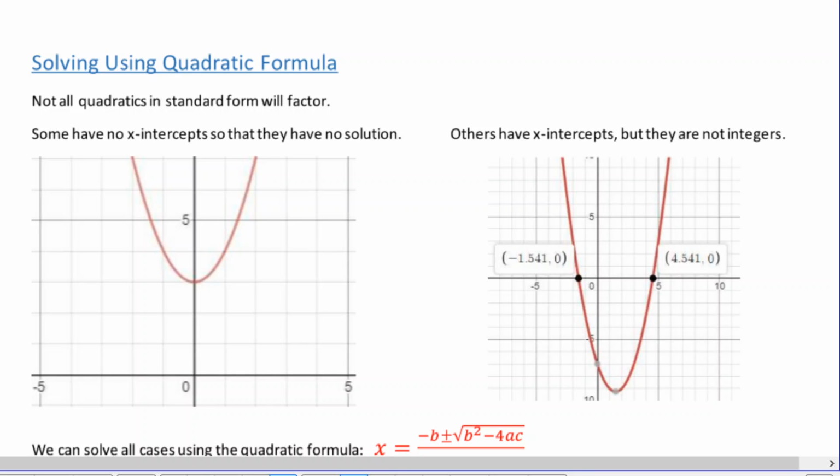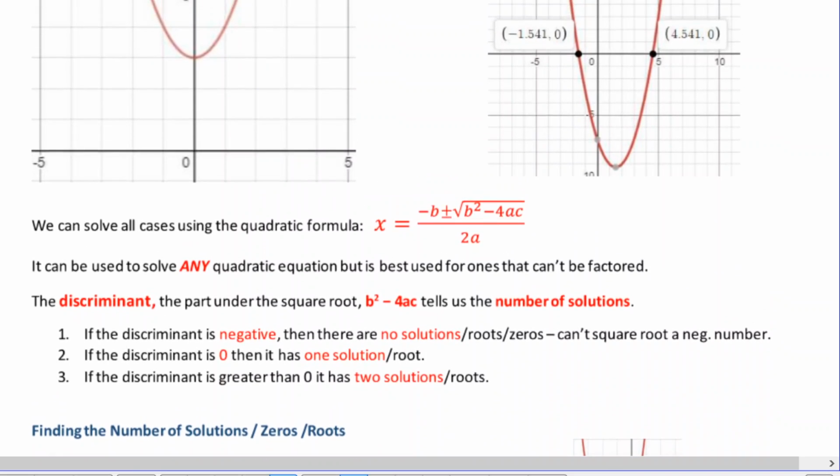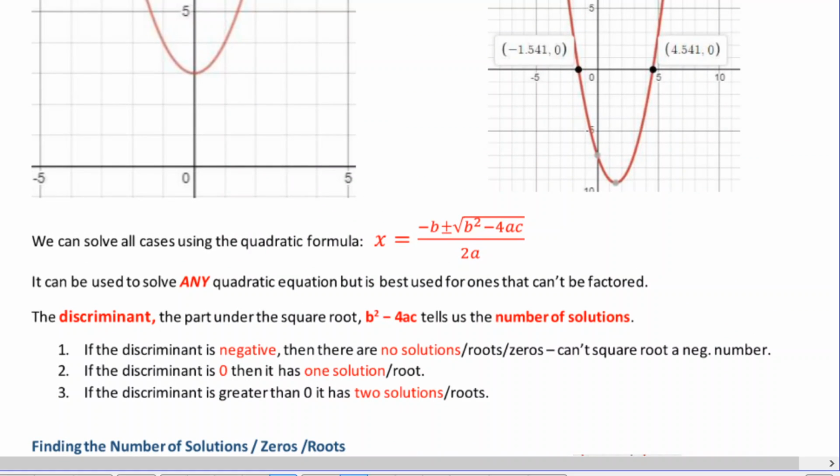They're not a nice value, right? They're not something that we can factor. We don't necessarily know that negative 1.54 times positive 4.54 multiplies to 6, something like that. Right? So we have a formula that can solve any quadratic equation, all cases, factorable or not, solution or not. The quadratic formula is going to help us figure that out.